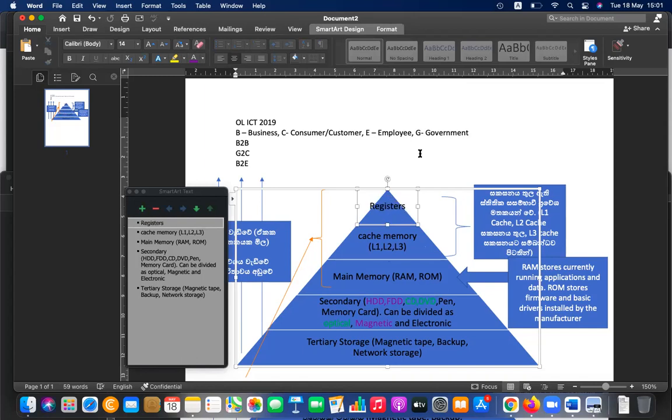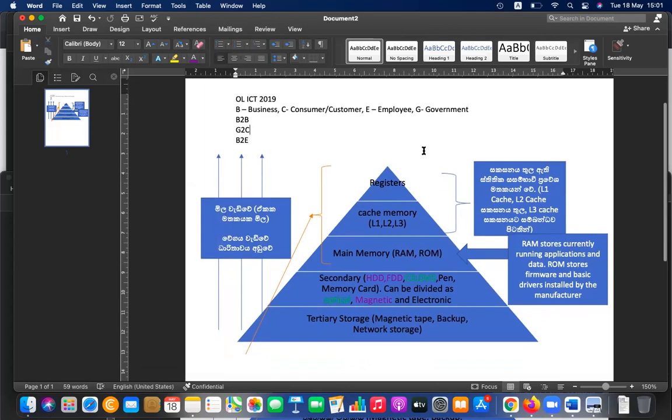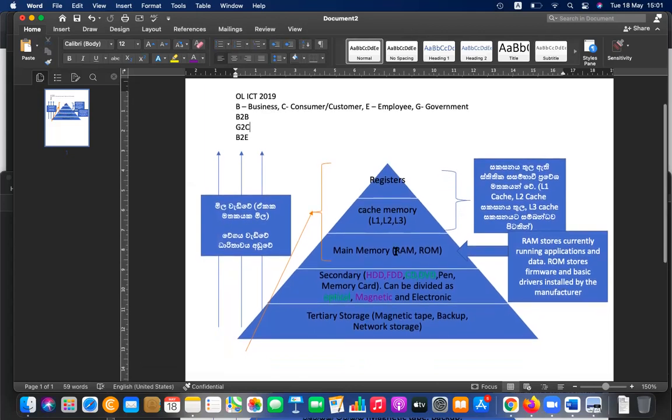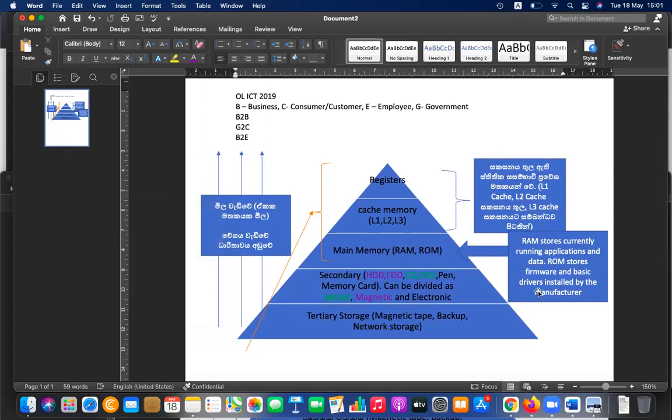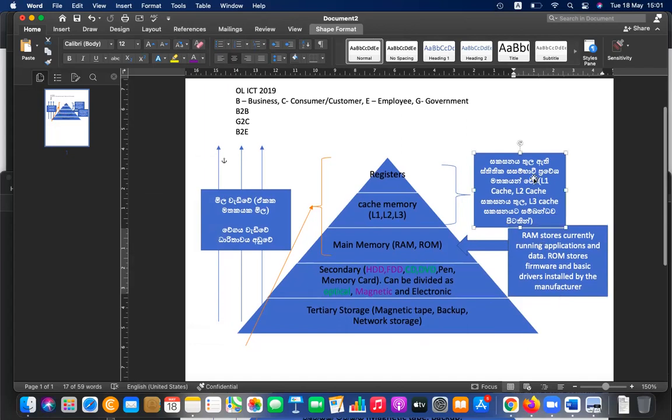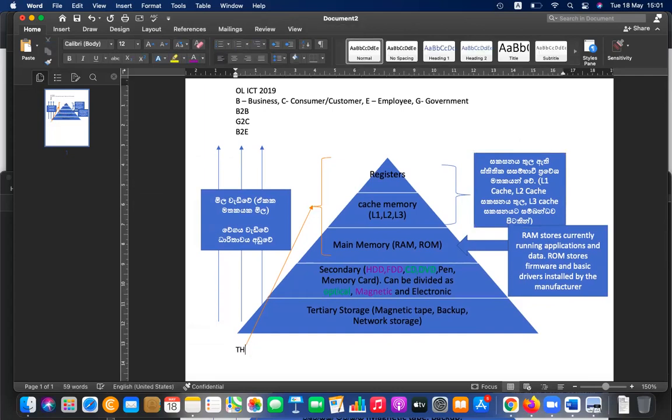Sir, RAM and ROM are both not permanent, right? RAM is volatile. ROM is read-only, it's permanent. Volatile means it depends on the voltage: when power is not there, you can't keep the memory. So the orange color ones are volatile memories.